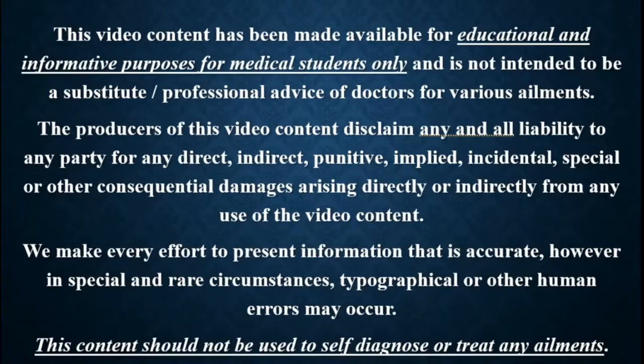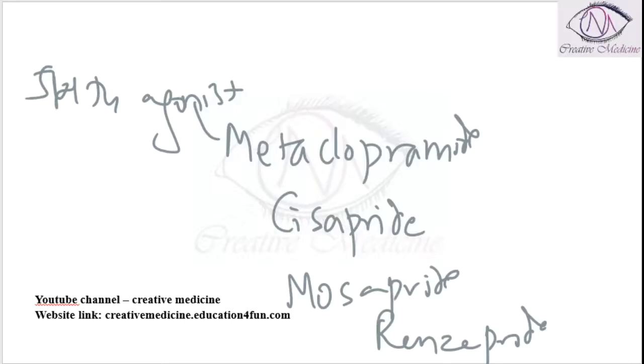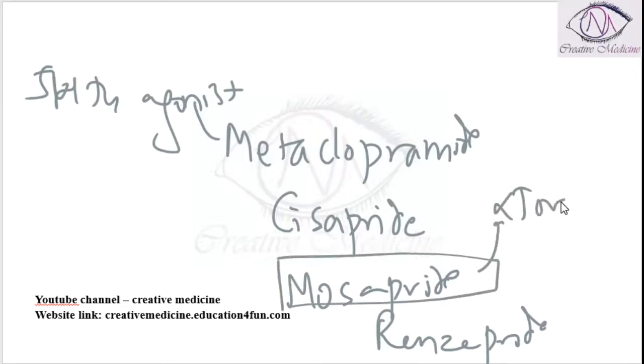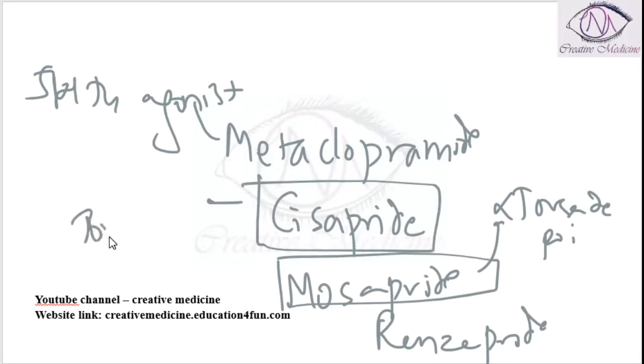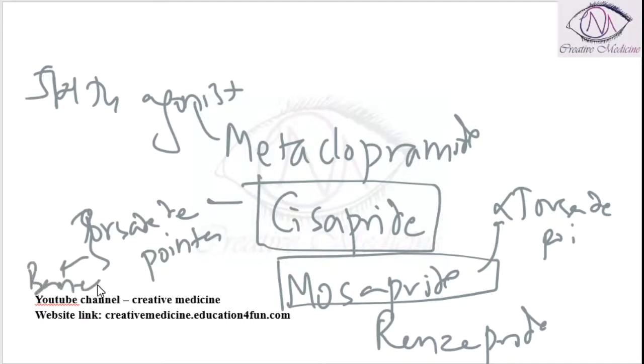In this lecture, we will learn about mosapride. Mosapride does not cause torsades de pointes. It does not cause torsades de pointes, whereas cisapride causes torsades de pointes, and because cisapride causes torsades de pointes, it is banned. Whereas mosapride does not cause torsades de pointes, so it can be used.